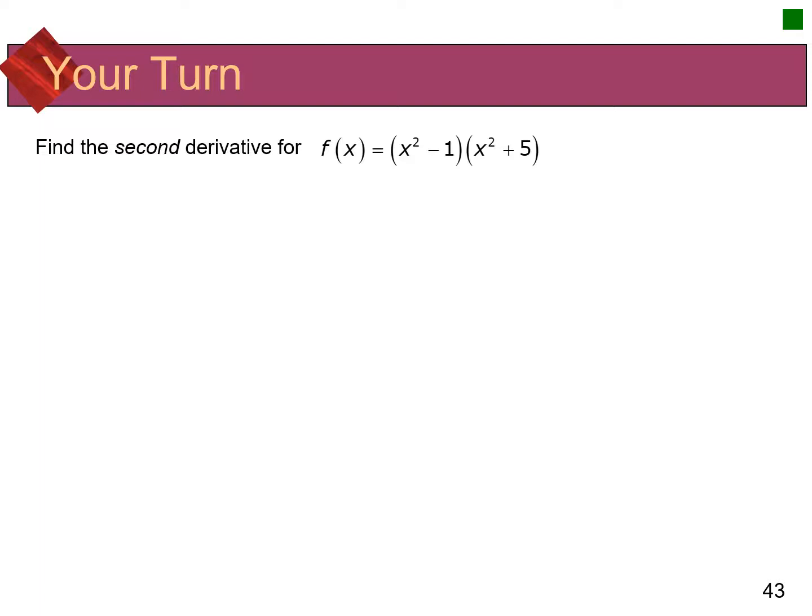So when I do the first derivative, I'm going to do the derivative of the first times the second, so I get 2x times x squared plus 5. And then I'm going to do the derivative of the second times the first. It gives me 2x times x squared minus 1. Now, when I do the second derivative, I have now two products being added together. So I have to use the product rule a couple times when I do the second derivative.